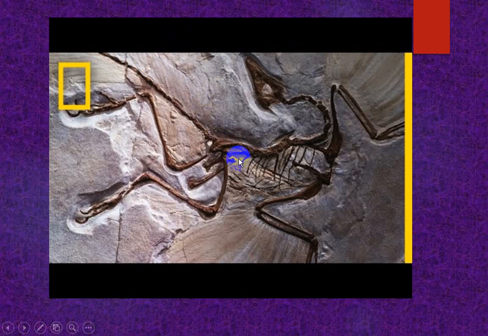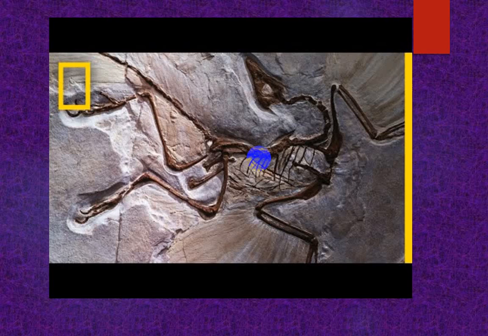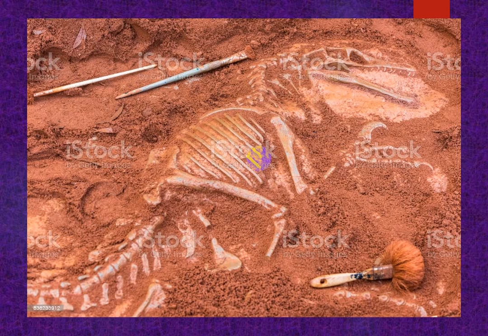What are these things called? Do you know? Are you listening to me? Have you seen these things? Do you know what these things are called? Okay, this thing is called a fossil. This thing is called a fossil.